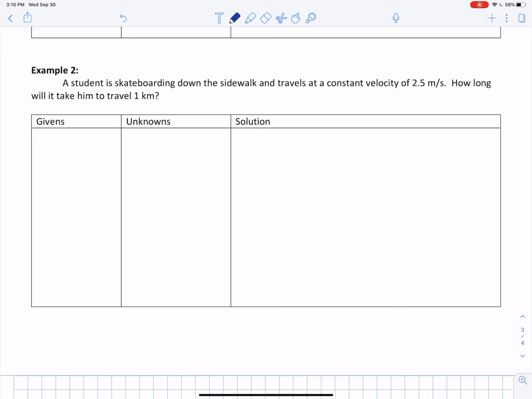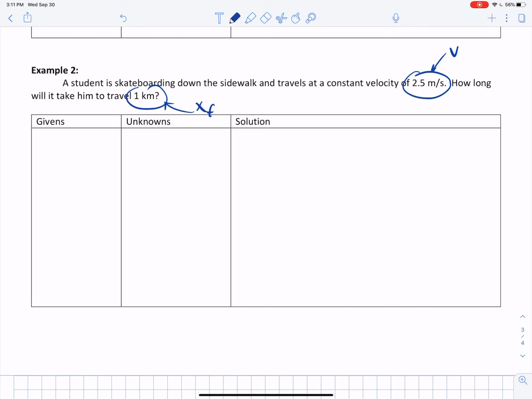Let's try example 2. A student is skateboarding down the sidewalk and travels at a constant velocity of 2.5 meters per second. How long will it take him to travel 1 kilometer? Well, there's some obvious givens here. 2.5 meters per second is some sort of velocity. 1 kilometer is a distance traveled, right? So I can call that a final position.